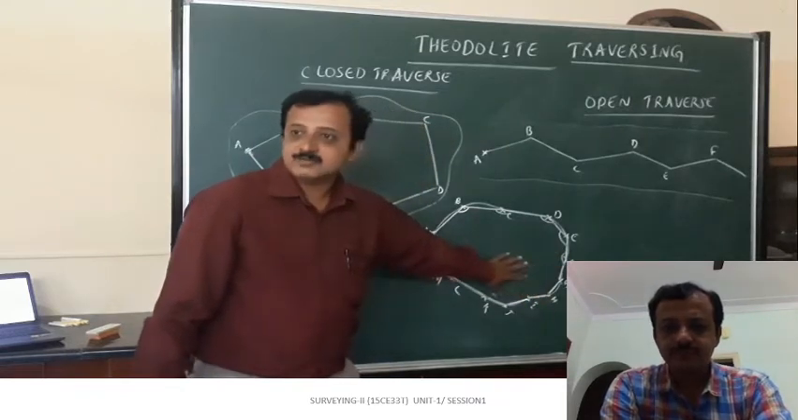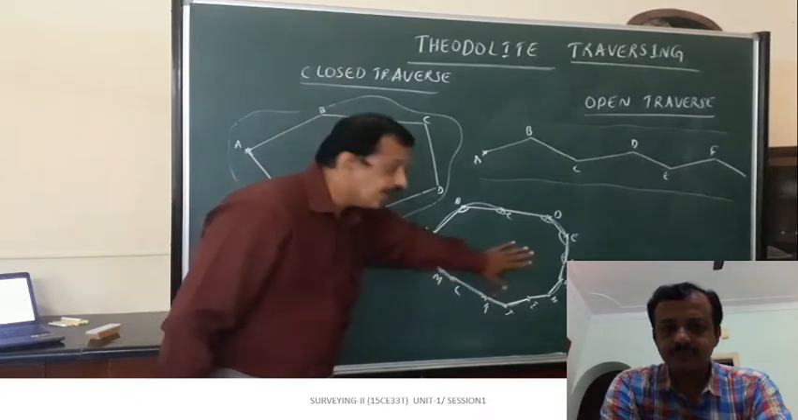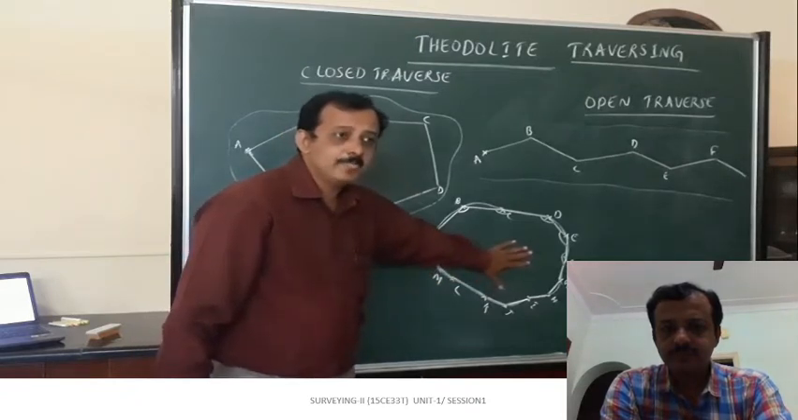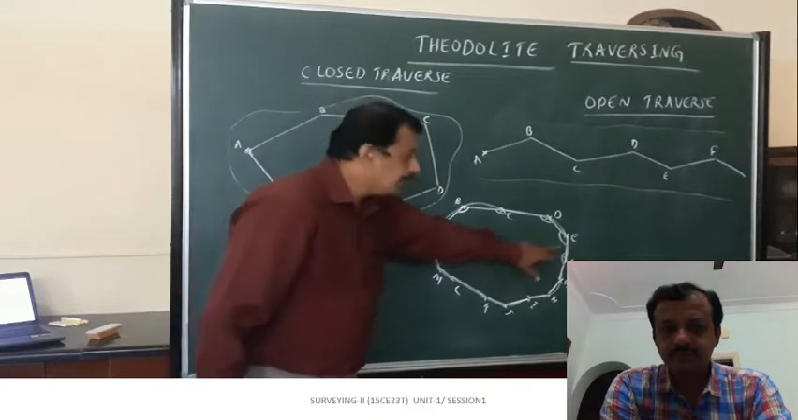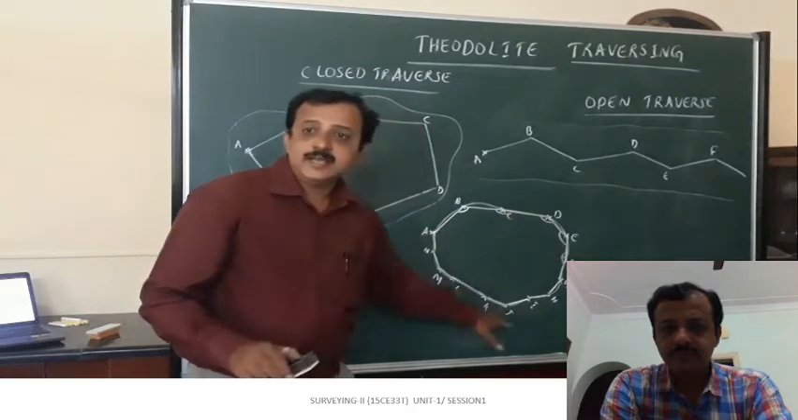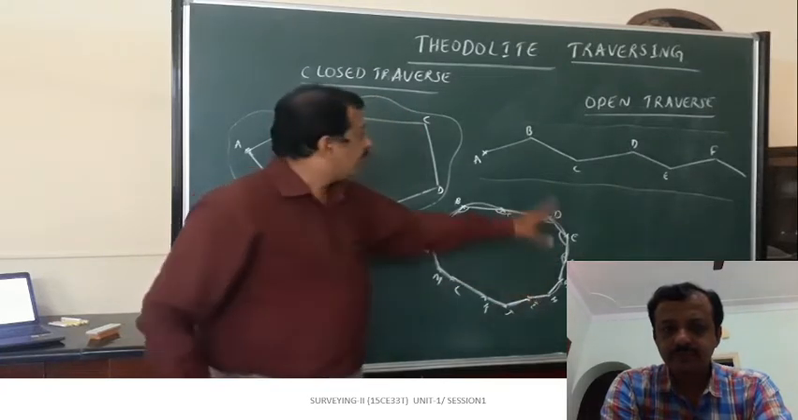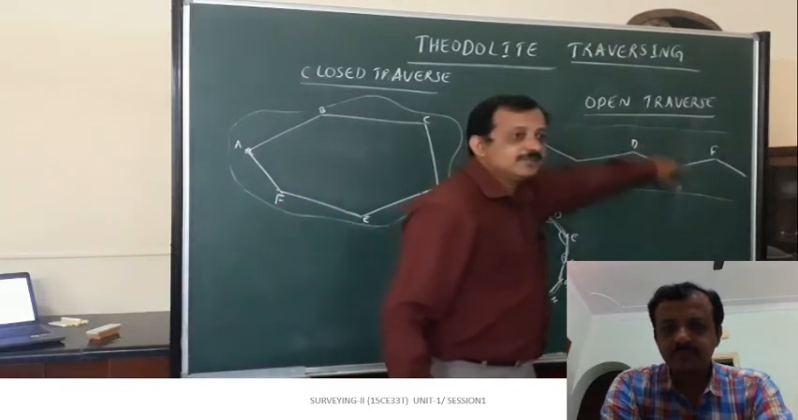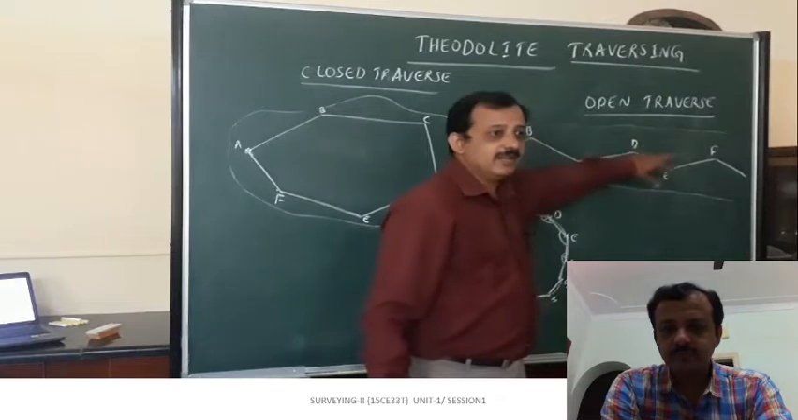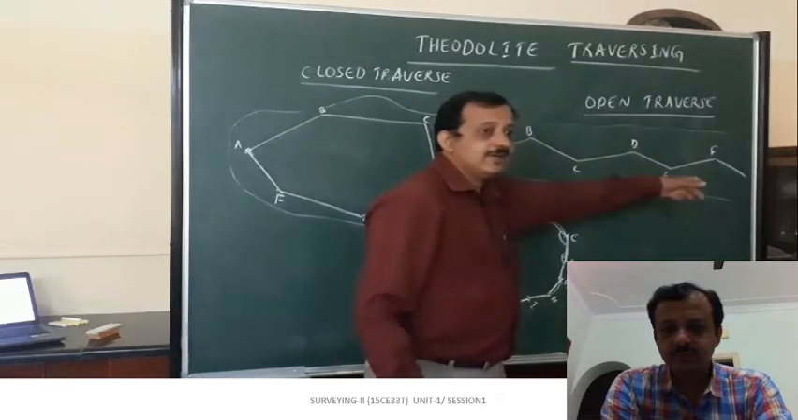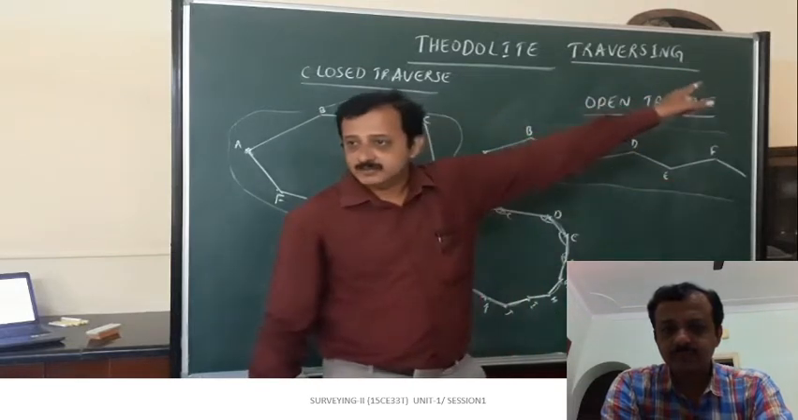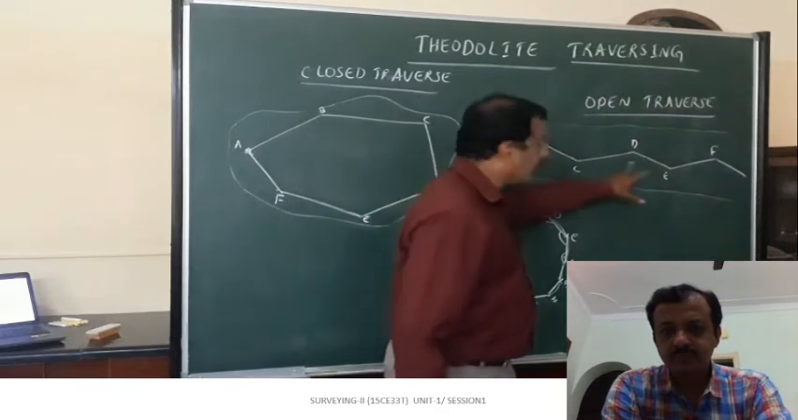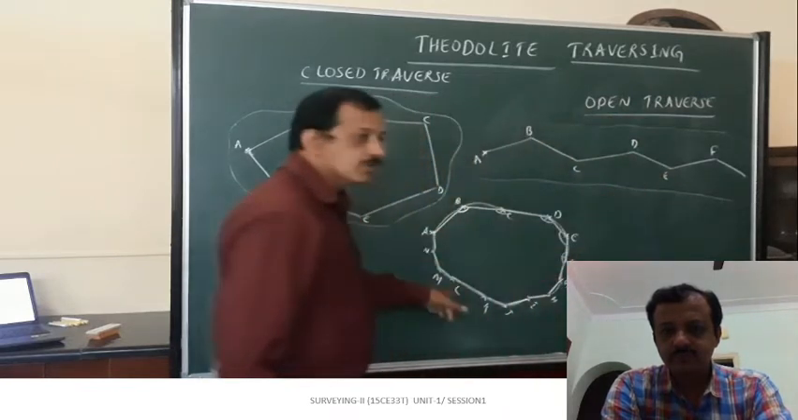I can calculate the area of this traverse. Understood? Why did I do a closed traverse here? My objective is to find out the area of the boundary. Here, why did I do an open traverse? Here I want to get the details on either side. Road alignment I have to do. Length is the criterion here. That's why I have done the open traverse here, and taken the closed traverse there.